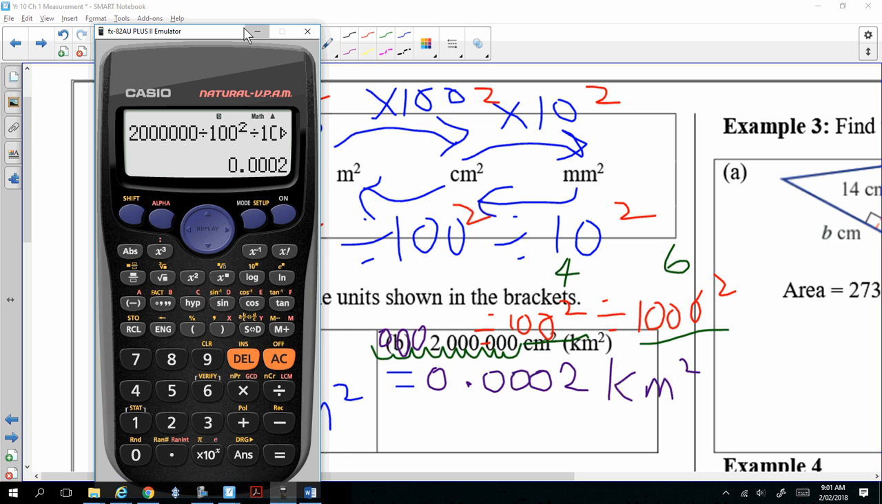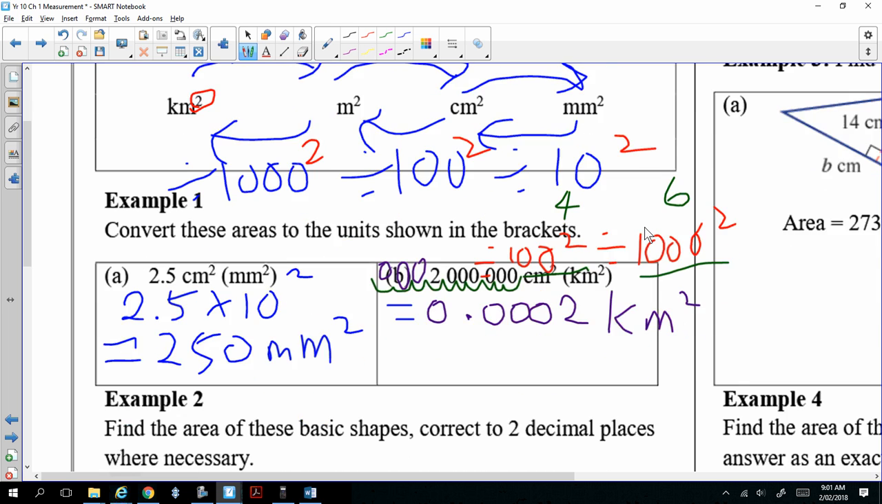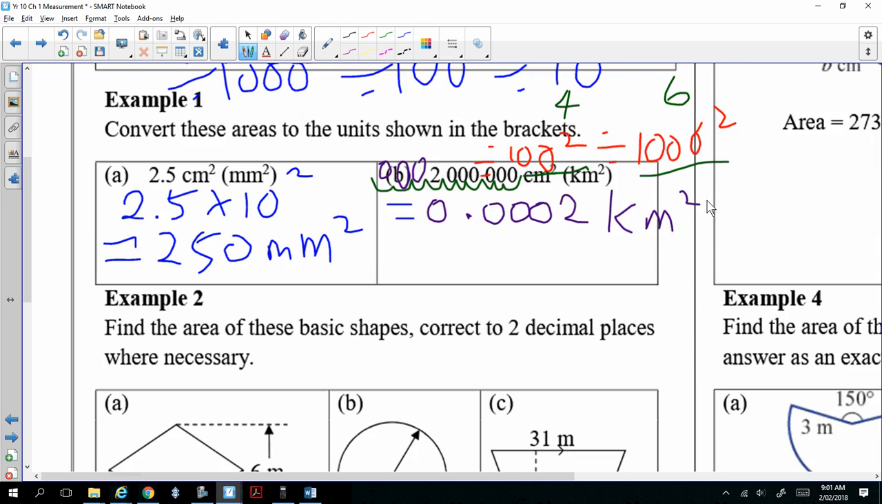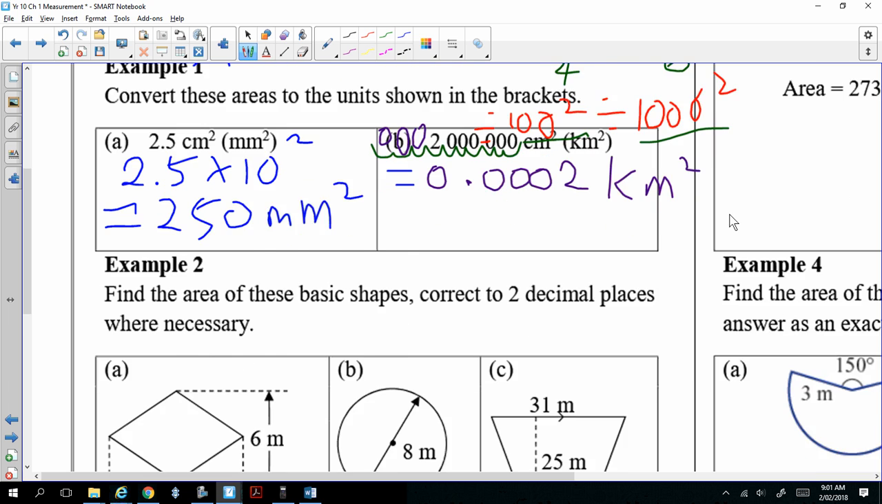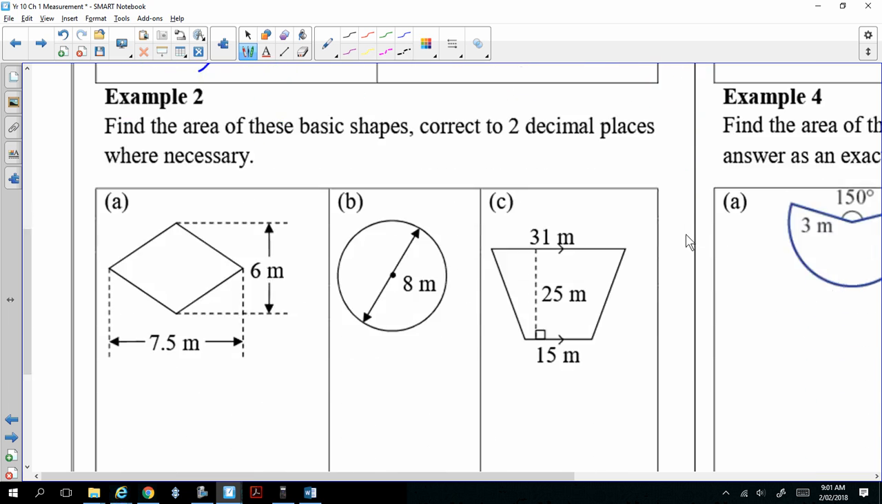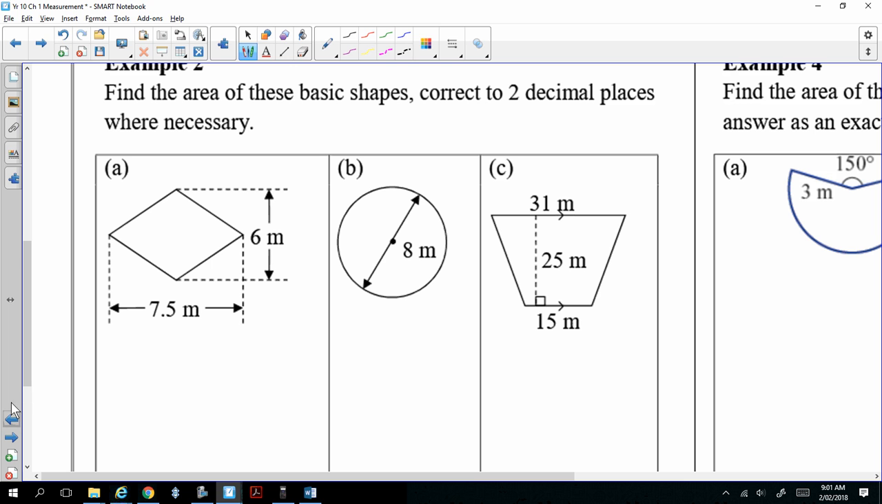Good, we are running on time, very good. Any question? Next, we're going to find the area of all these basic shapes. Remember the formula I just showed you? You need to memorize them all. So hopefully you recognize what these shapes are.